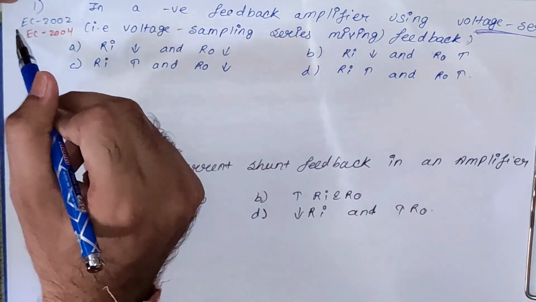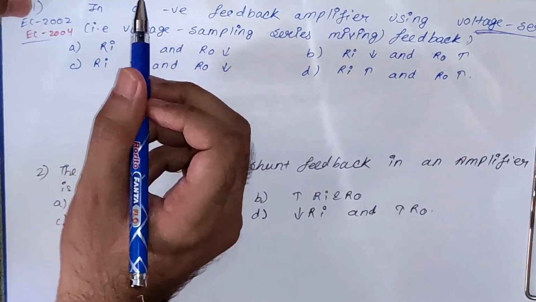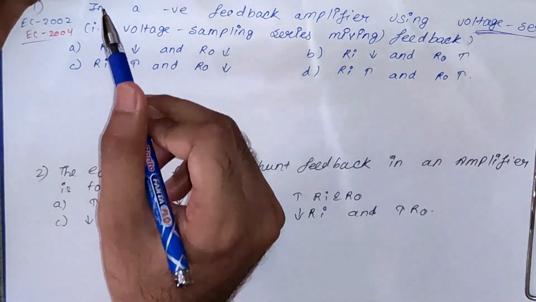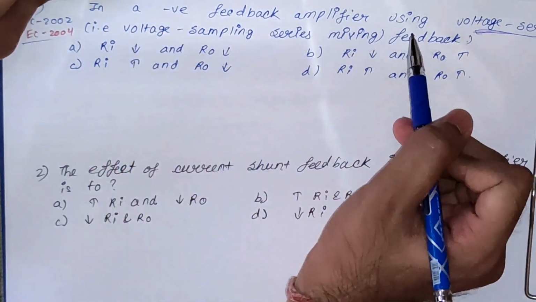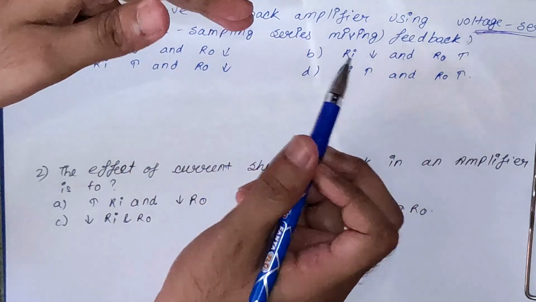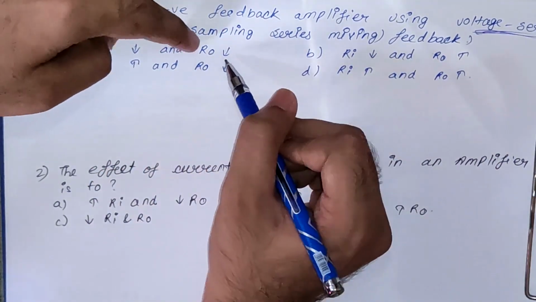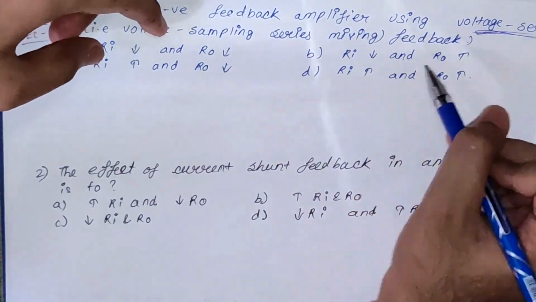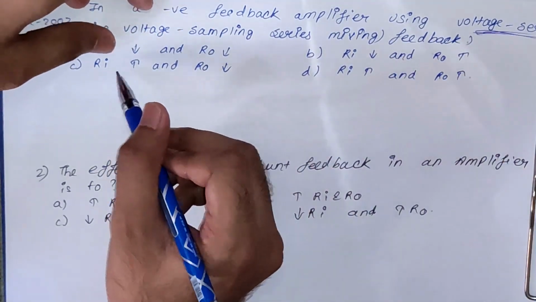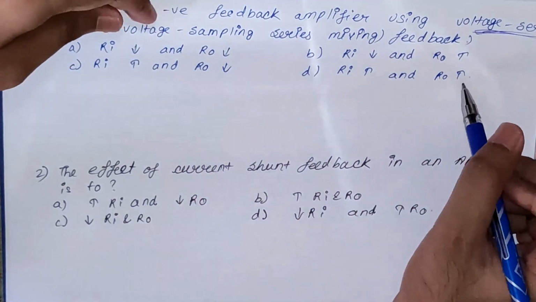Okay, so the first sum is from EC 2002 and EC 2004 as well. The question was almost the same, just there was a change in wording. So let's see the question. In a negative feedback amplifier using voltage series, that is voltage sampling, series mixing, feedback, the options are: input resistance decreases and output resistance decreases, input resistance decreases and output resistance increases, input resistance increases and output resistance decreases, input resistance increases and output resistance increases.